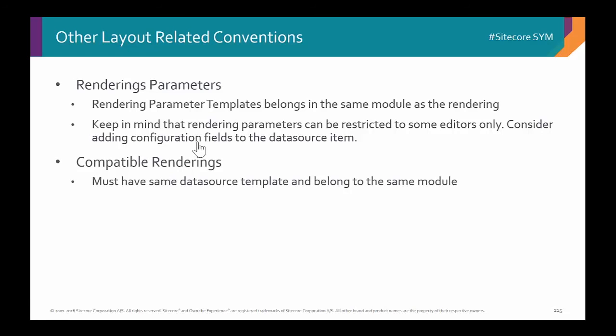Compatible renderings. So if I want to change one teaser to another teaser type, so the image on the left-hand side, image on the right-hand side, those renderings need to have the same data source template. They need to know about the navigable or the _event, both of them, because otherwise they're not compatible. So that means they belong in the same module. All compatible renderings are always in the same module.